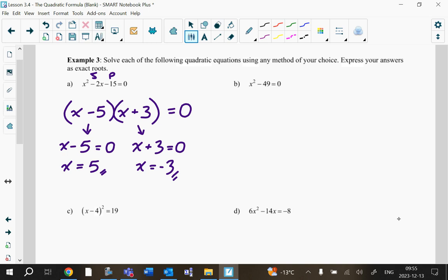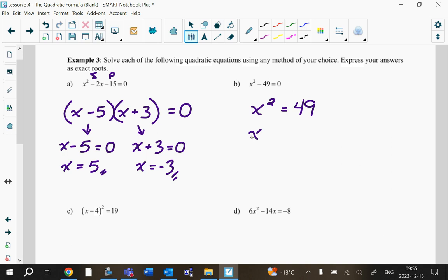B, do you see an x term? No x term. There's no x. There's an x squared, there's a number, but there's no x term. So that means get the x squared by itself. So what will this equation look like when I get x squared by itself? X squared equals 49. You take minus 49 over to the other side by adding 49. That's simple algebra.